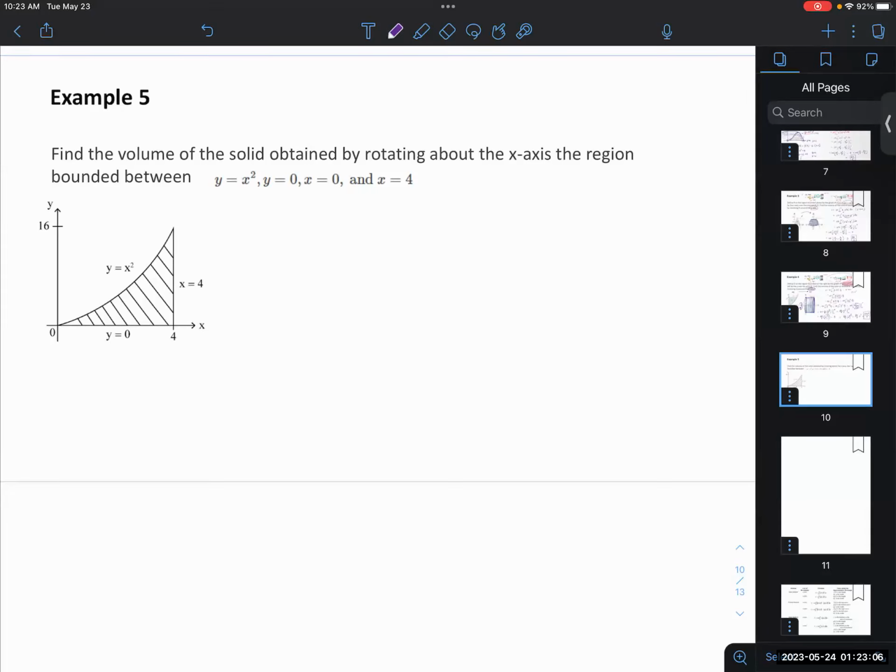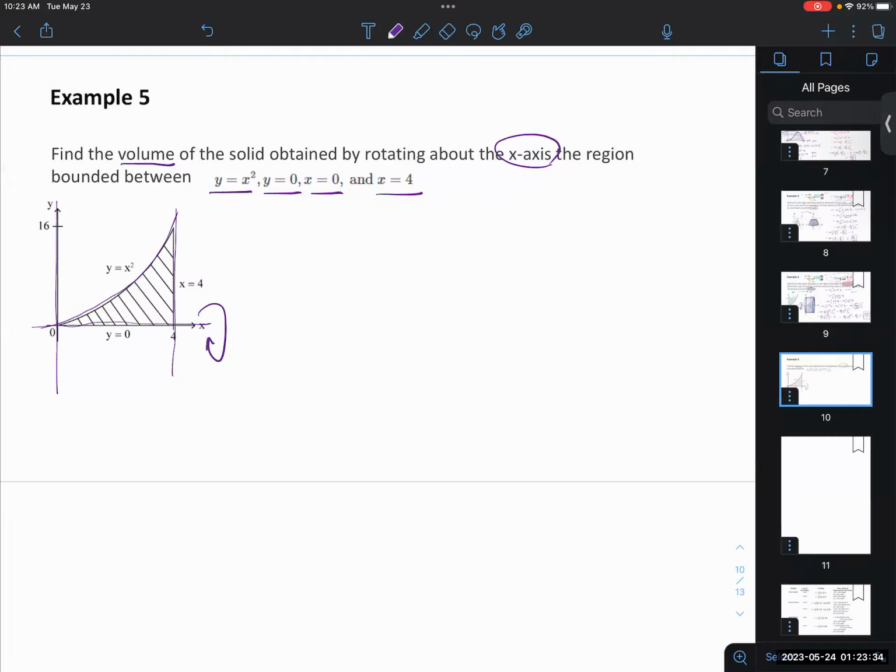So, all right, find the volume. We're going to find the volume of the solid obtained by rotating about the x-axis. Here is the given function. Let's take a look at it: y equal to x squared, y equal to 0, x equal to 0, and x equal to 4. This is the region we are going to rotate about the x-axis.